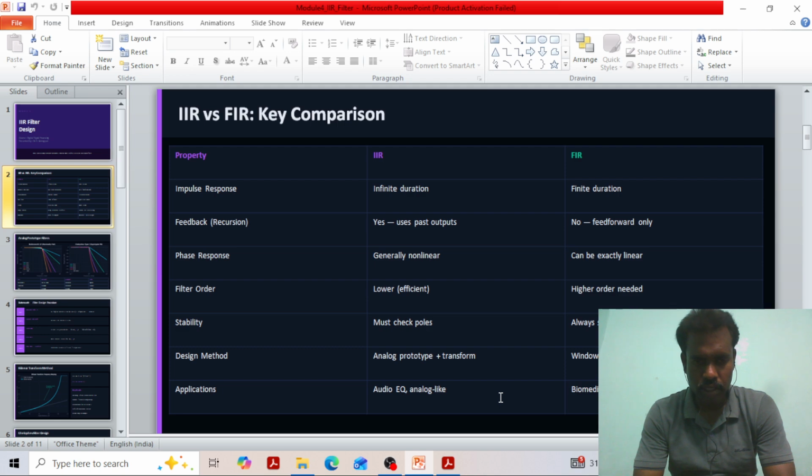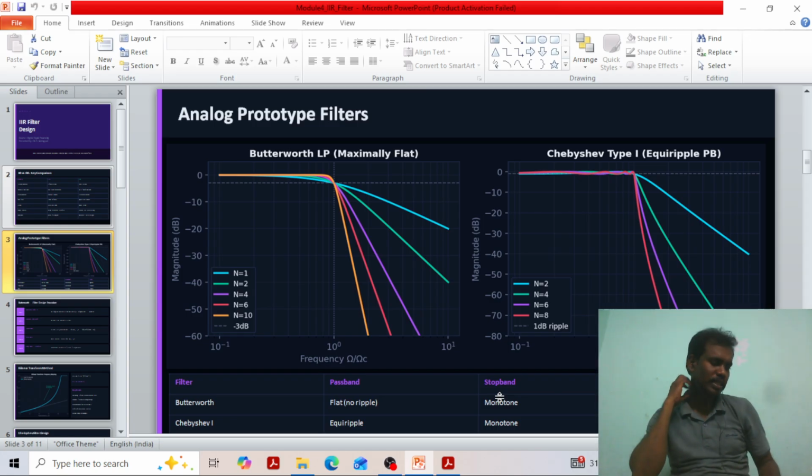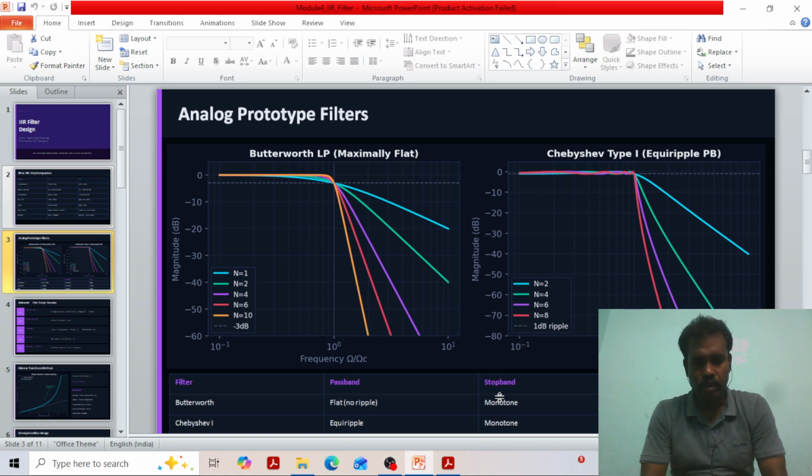And as I told, filters have a lot of applications, like audio and analog applications for IIR. But FIR has a lot of medical imaging and image processing applications, communications, and so on. Now let us move into IIR filter design. As we have discussed, an IIR filter cannot be designed directly in the digital domain. We want to design in analog first, and then it has to be converted into digital. So we have two types of analog prototype for IIR, that is Butterworth and Chebyshev.